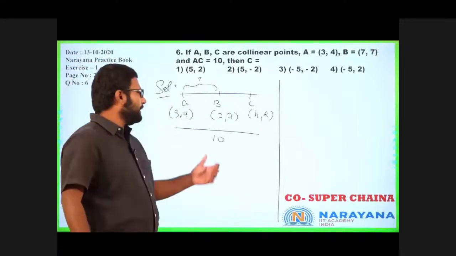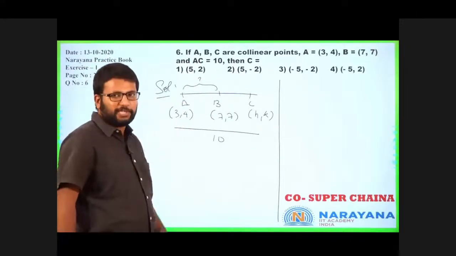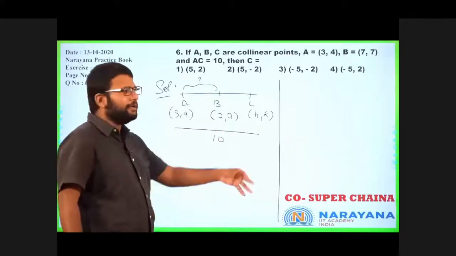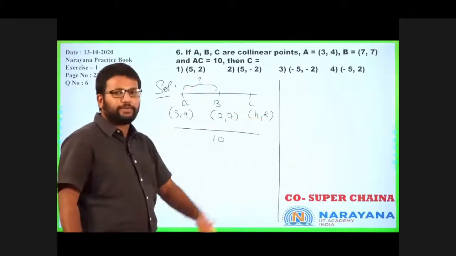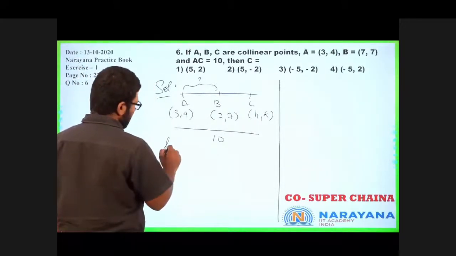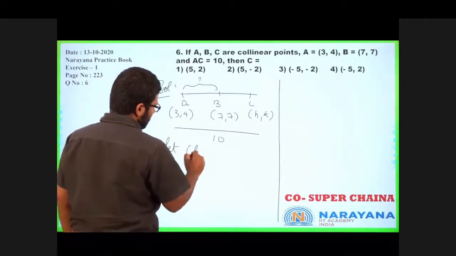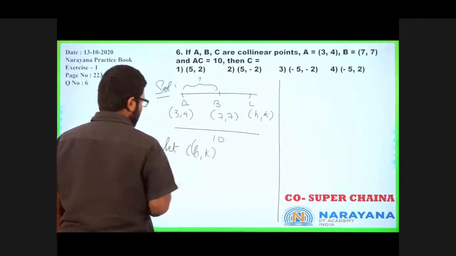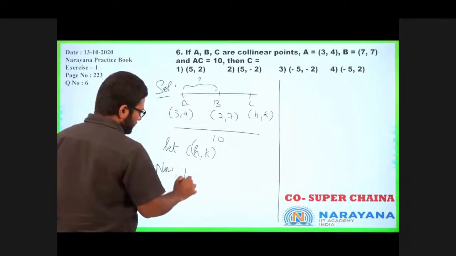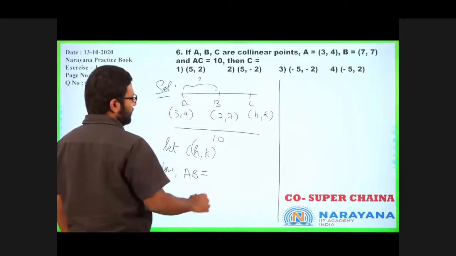One way, of course, is to figure out what is the length of AB. Because if I know the length of AB, then I know C divides AB externally in some ratio. Once I know the ratio, I can figure out h, k. So let us do that, right? So let C be (h, k), right? Now, what is AB? What is the length AB?